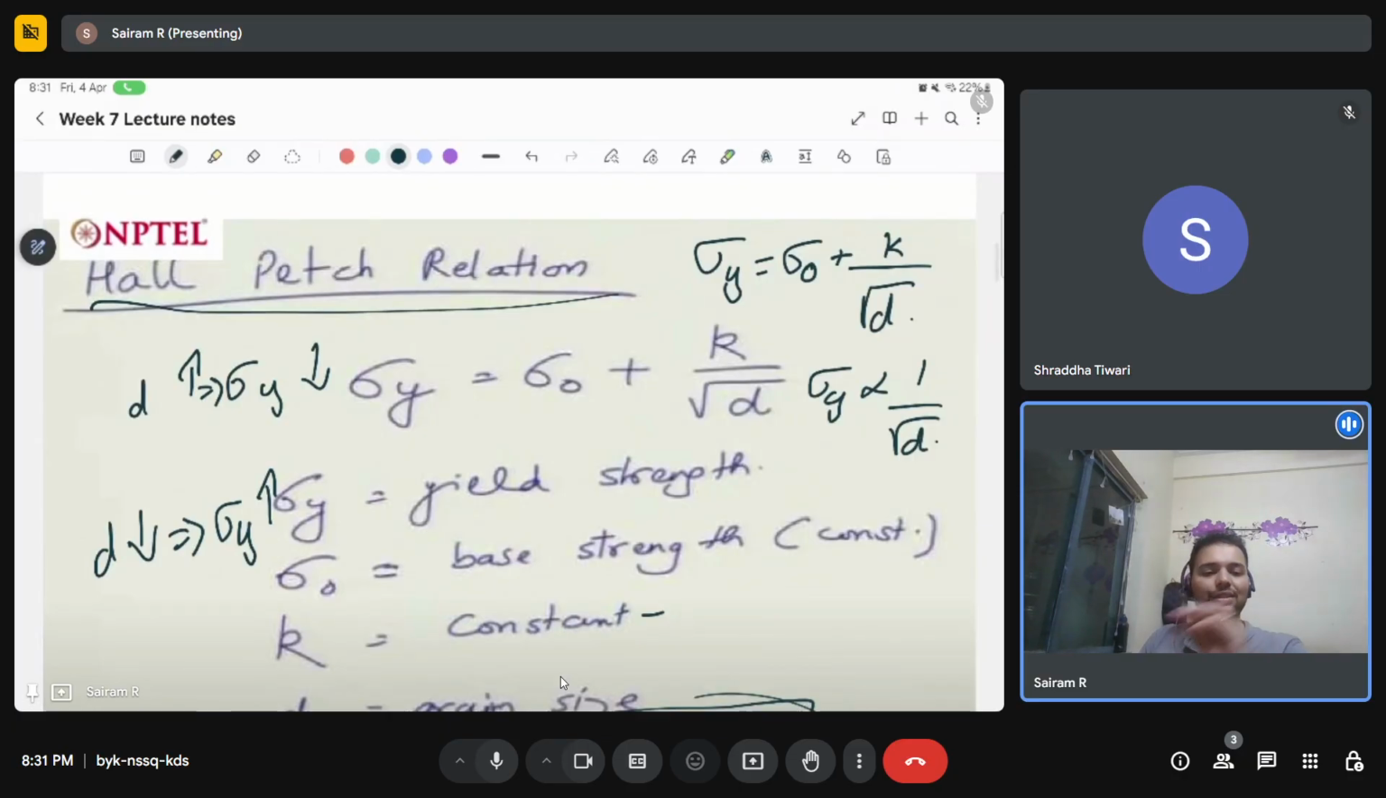One more very important thing is that this grain boundary strengthening is a mechanism of strengthening even in the case of pure metals. You don't need to have an alloying element or an alloy system for this strengthening mechanism to work.